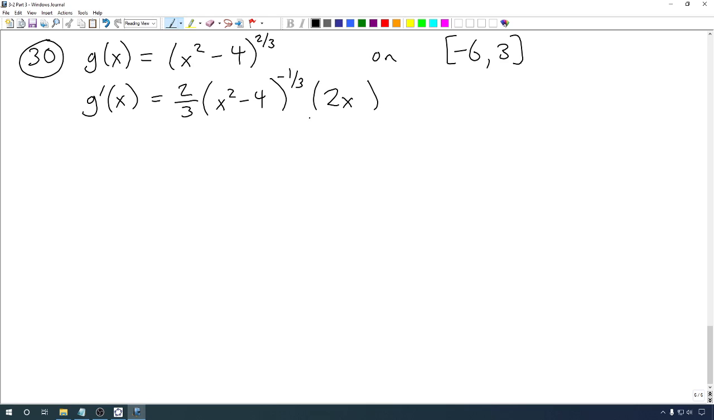I'm going to go ahead and rewrite this derivative in a nicer form. First of all, I'm going to go ahead and combine the 2x with the 2. We're going to have a 4x on top. I'm still going to have that 3 on the bottom. And then I'm going to take this negative exponent here, and I'm going to turn that into something on the bottom. In fact, we could go ahead and turn that into the cube root of x squared minus 4. Or we could leave it as x squared minus 4 to the 1/3 power on the bottom.